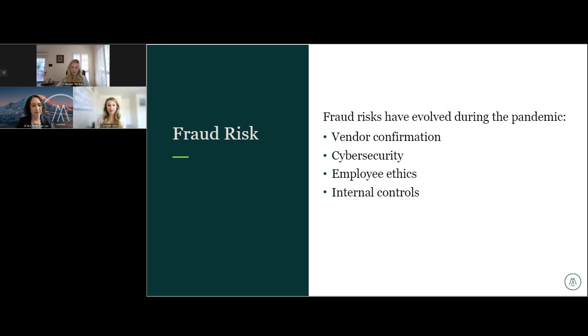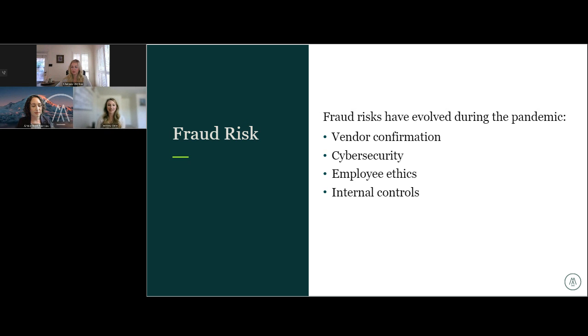The first area Chelsea had actually alluded to is related to the vendor confirmation process. Typically when a vendor wants to change their payment information, organizations will have a multi-step verification process that involves at least 2 people within their organization and someone at the vendor. So a request for a new vendor or a change of payment information would come in. That person who receives that request would call the vendor, verify the information, process the change, and then it would go to someone else for approval before any payments could be made using that information.